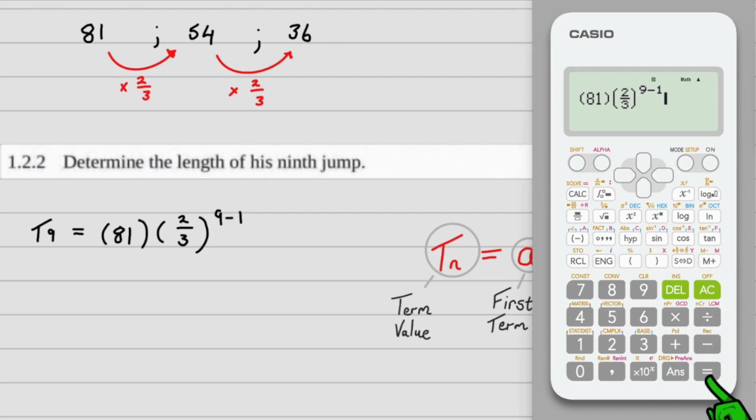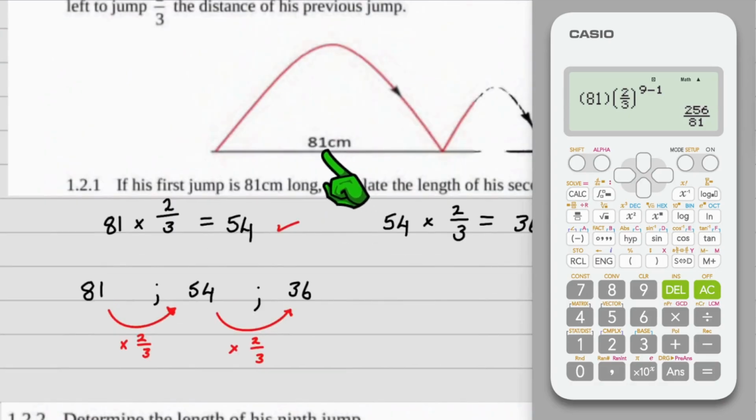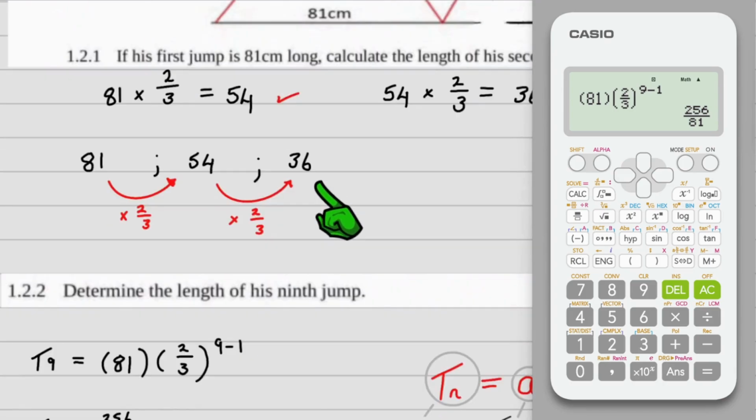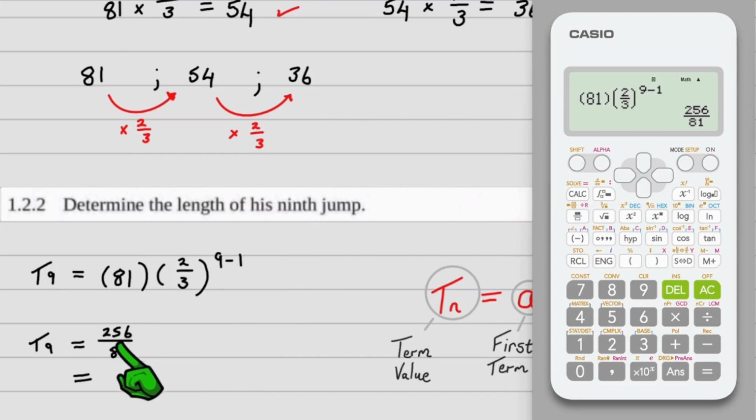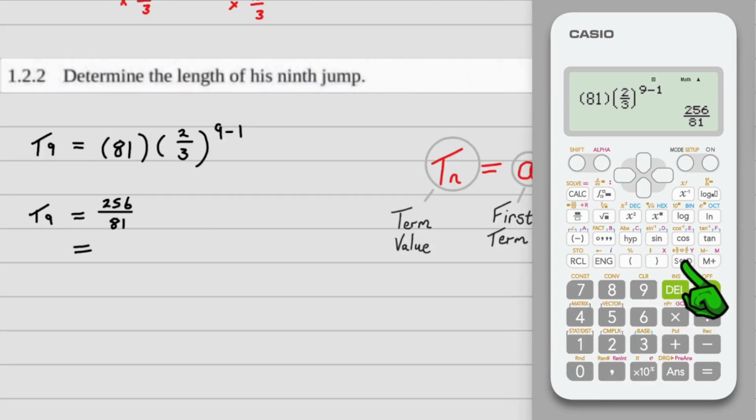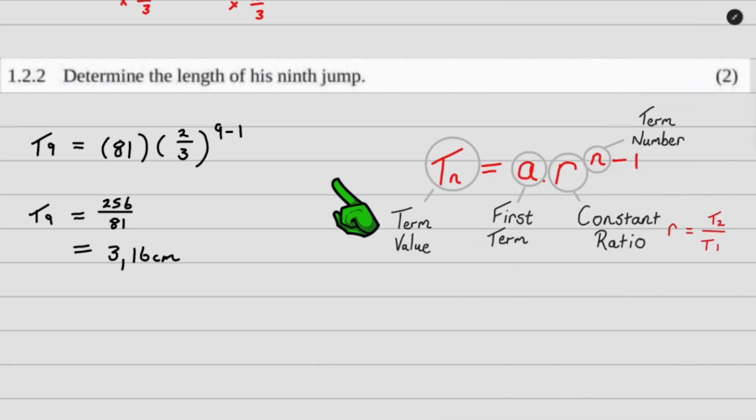So I just type it in, press equals, and my little answer emerges. And then just another small thing, they ask for the length of his jump. Now, if we have a look, the jumps were in centimeters. So I've got to give a unit of centimeters, and at the same time, I'll just change this fraction into a decimal by pressing S to D. So it'll be 3,16 centimeters. And then the 2 marks for this question will come from your substitution and your final answer.